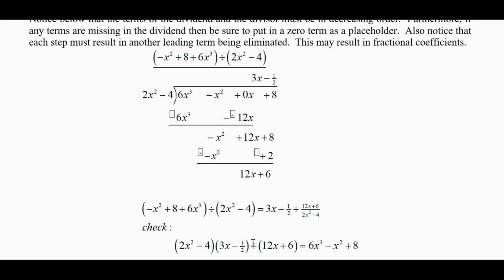So the final answer is that this division is actually equal to this quotient, 3x minus 1/2, plus the remainder over the divisor, like that. So in other words, again, you got a polynomial, maybe fraction coefficients, but still it's a polynomial, and then a proper fraction.